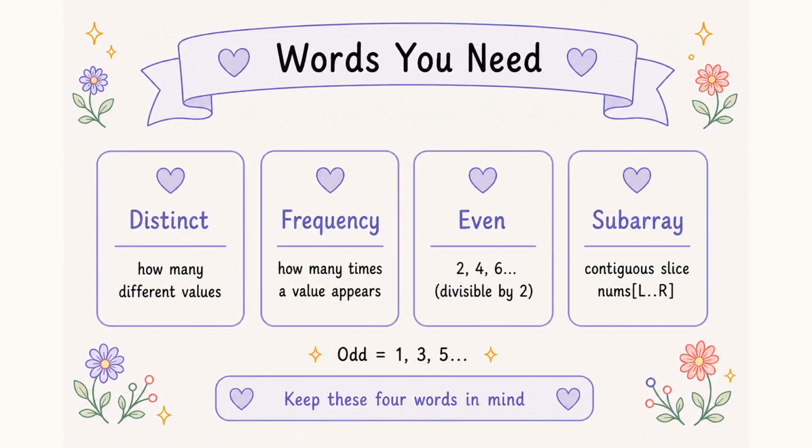Four words to remember. Distinct means how many different values. Frequency means how many times a value appears. Even means 2, 4, 6, divisible by 2. Odd means 1, 3, 5. Subarray means a contiguous slice from left to right. Keep these words in mind for every example.